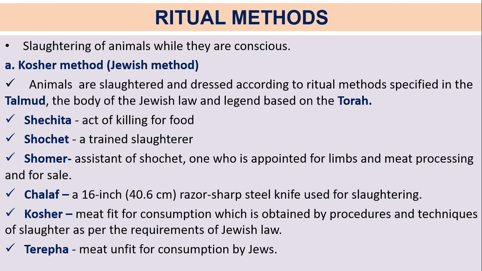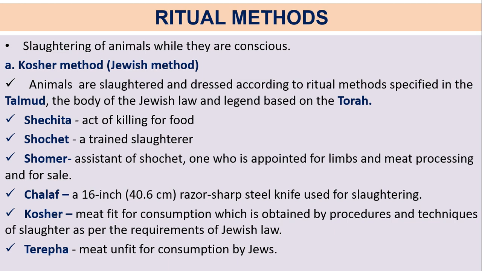Shechita, the act of killing for food. Shochet, a trained slaughterer, is known as the Shochet. The act of killing for food is known as Shechita. Shomer, the assistant of the Shochet. One who is appointed for limbs and meat processing and for sale is known as the Shomer.